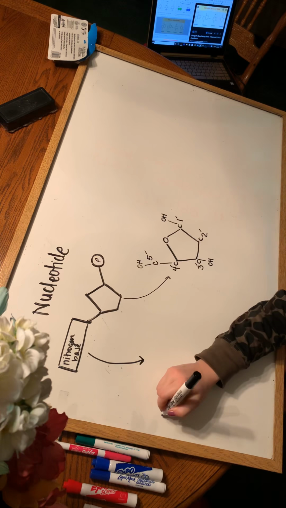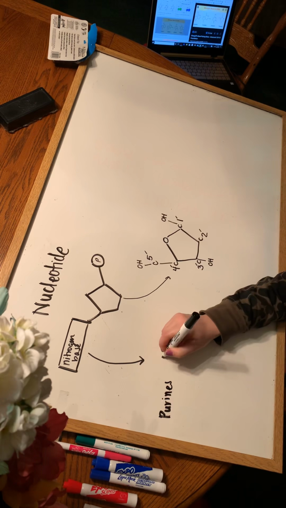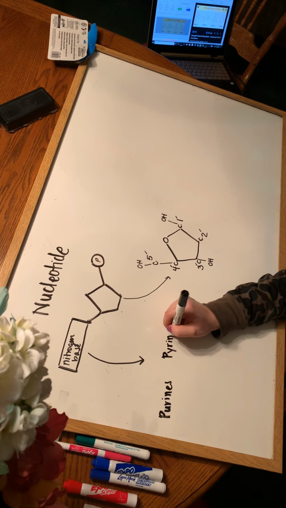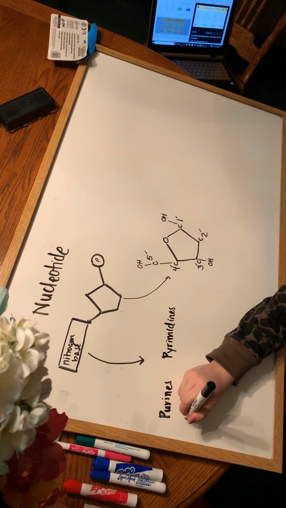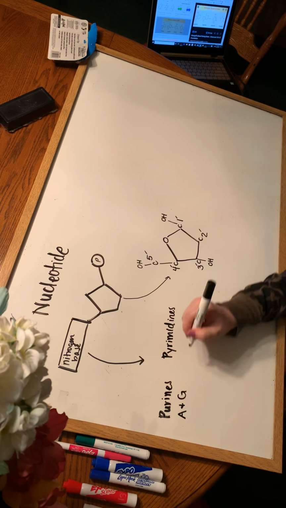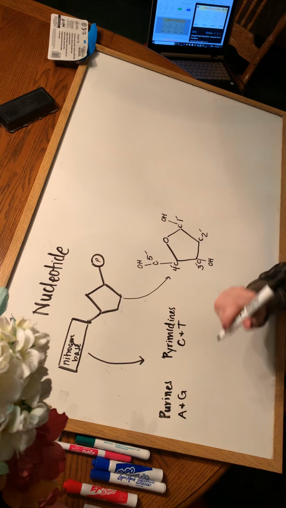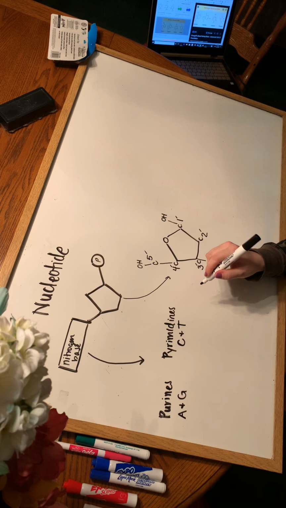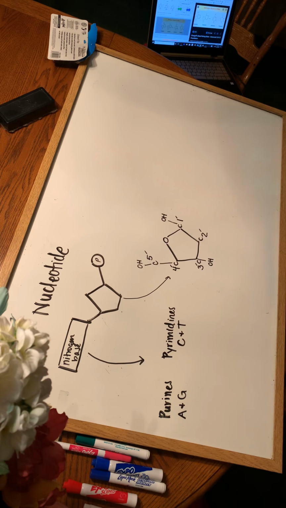So the nitrogenous bases are split up into 2 groups, the purines and the pyrimidines. The purines are A and G. The pyrimidines are C and T. So a purine always binds with a pyrimidine. A goes with T, G goes with C. Okay? I'm just going to show you an example of each.